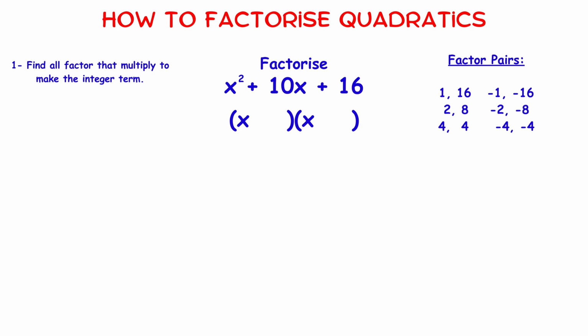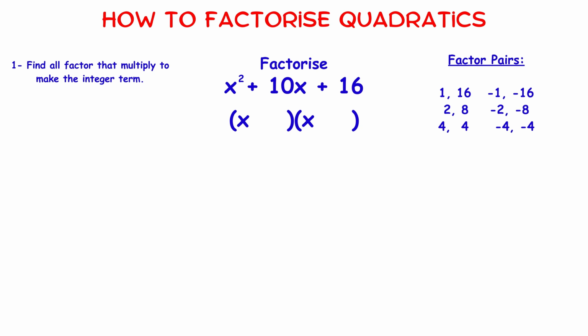The first step is to find all the factors that multiply together to make the integer term, which is just the term that doesn't have any x's. So in this case, the 16. So those factor pairs would be 1 and 16, 2 and 8, and 4 and 4, because all of these pairs of numbers multiplied together make 16. And if I were you, I would actually write out all the factor pairs on your paper like we have here.